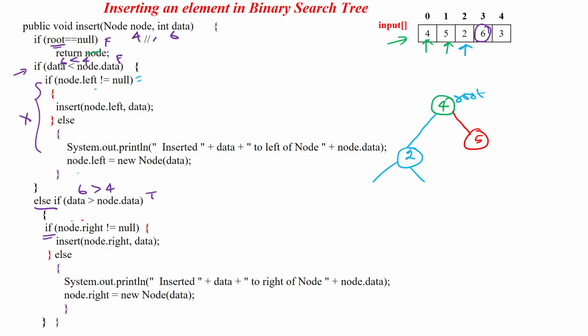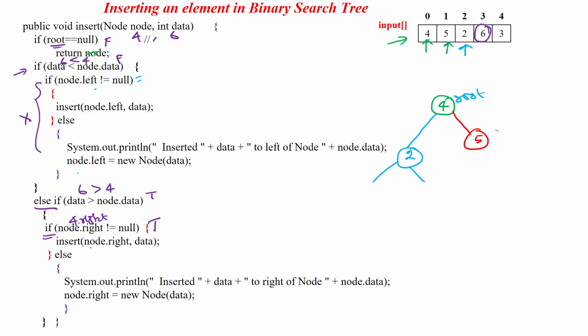Node dot right. What is the node dot right? Here 4 is the node, so 4 dot right not equal to null. Yes, it is true. When it is true, we are passing node dot right.